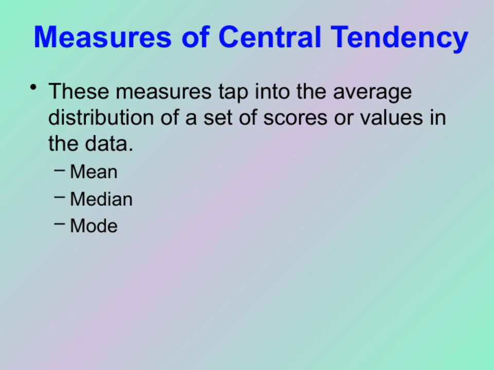Understanding these measures helps us get a clear sense of where the center of our data lies, which is fundamental when analyzing or comparing different data sets. So these three measures, mean, median, and mode, are key tools for summarizing data and understanding its overall distribution.